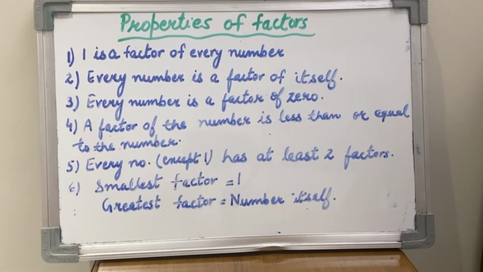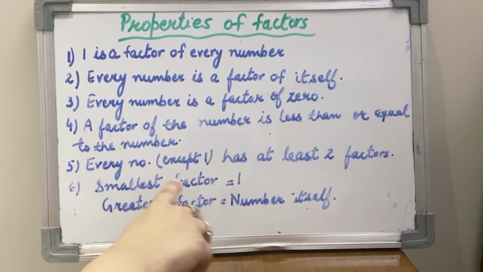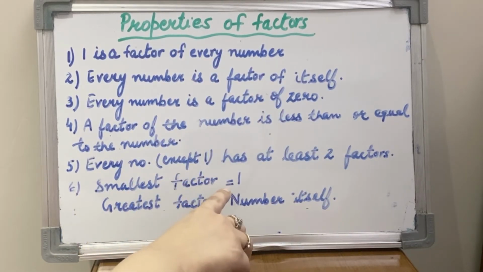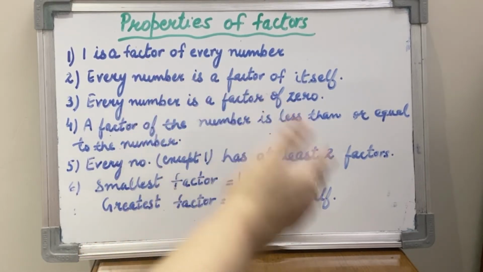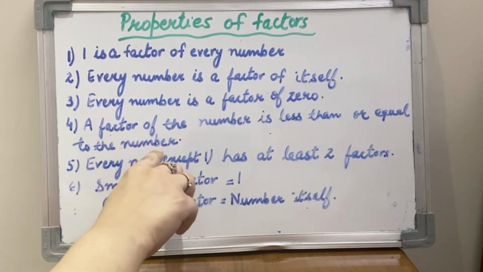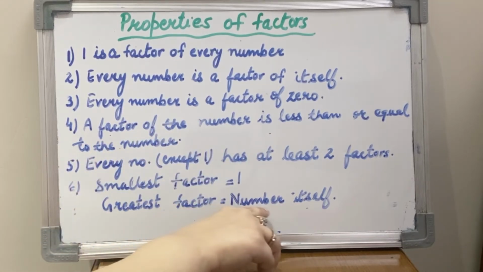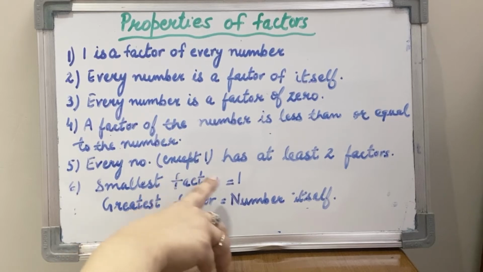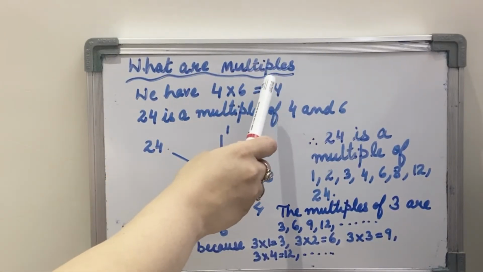Now from where the factors will start and where the factors will end. The smallest factor, that means the number from which the factors will start, will always be 1, and the greatest factor will be the number itself. So the last number will be equal to the number itself and the first one will be 1. What are multiples?